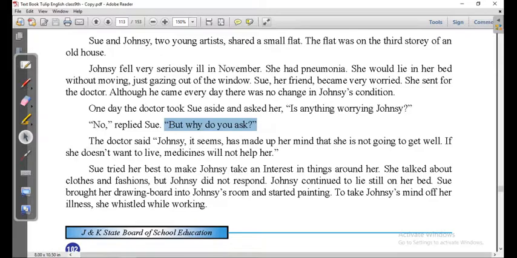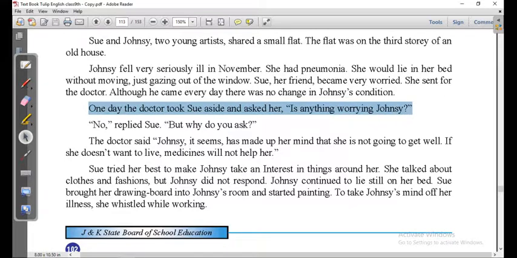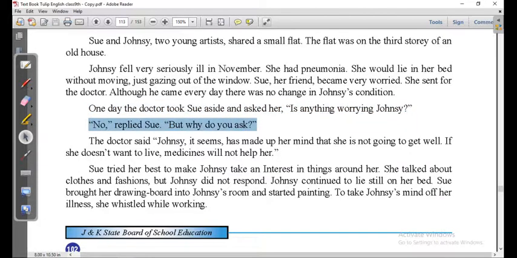One day the doctor took Sue aside and asked her, "Is anything worrying John C?" The doctor, who was giving medication to John C., who was not recovering, thought that John C. may be psychologically thinking of some radical changes in her life, or she may be thinking something negative. That's why the doctor told her friend, "Is John C. worried about something?" Her friend didn't know, so she replied, "No, nothing. But why are you asking such a question?"